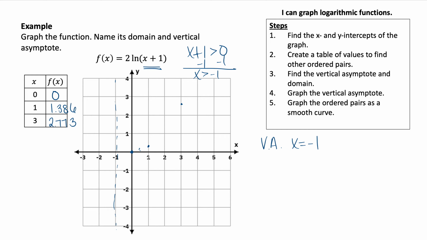So I'm going to go ahead and I'm going to connect these points. And that's sort of what my graph looks like, right? So that's my graph. Notice that it has a domain that goes from -1 to positive infinity.